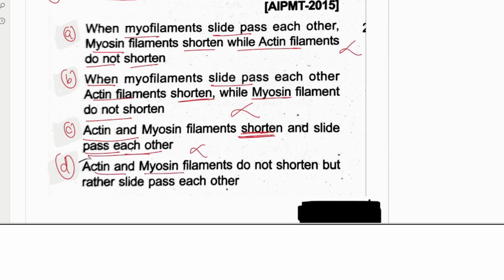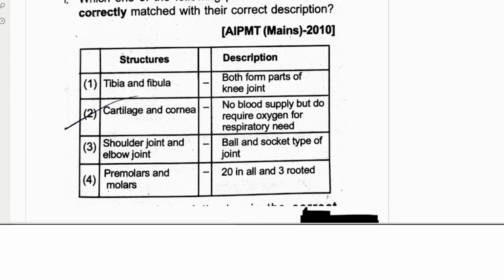Actin and the myosin filament do not shorten, but rather pass each other or rub each other, that is absolutely correct. Now let's see question number 7, which one of the following pair of the structure is correctly matched with their correct description? The tibia, fibula, cartilage and the cornea. Don't trust on this tick.